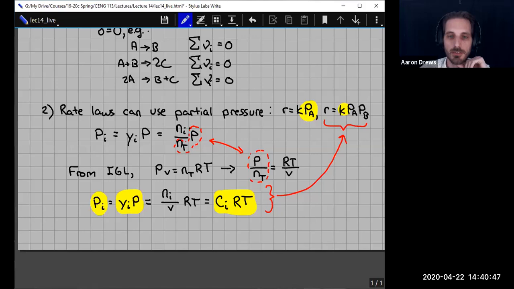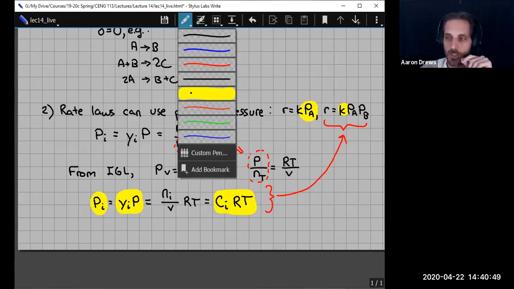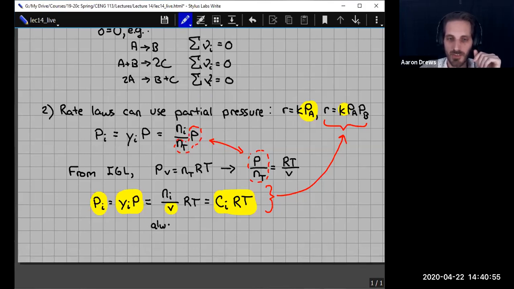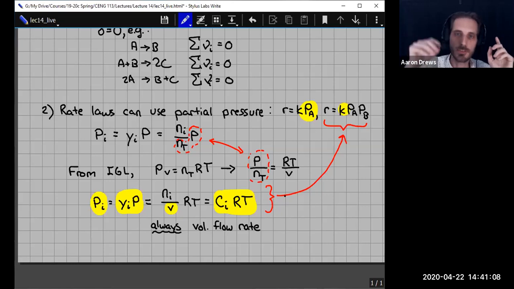The V in the ideal gas law, there was a question in chat, what's the V that's sitting here? This is nearly always, in fact, I'm just going to say it's always, because I don't think there will ever be a case where it's not, volumetric flow rate. We're always using our ideal gas law on the inlets and the outlets, never on the chunk of the reactor itself. So it will always be a volumetric flow rate.